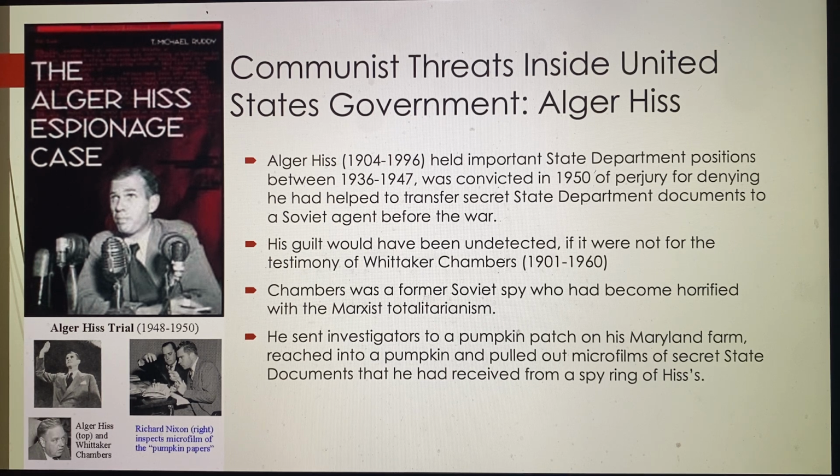And so right then, Alger Hiss was tried. He was convicted, but he was never really sentenced because of the time that had passed. And Alger Hiss lived in America till he was old, despite the fact that he was guilty of these crimes. So here's the picture. Here's Alger Hiss, and down here's Whittaker Chambers.